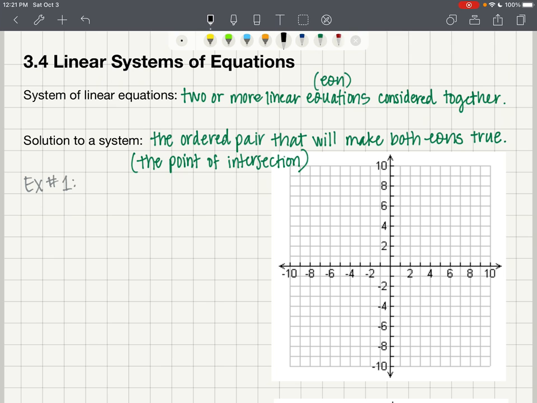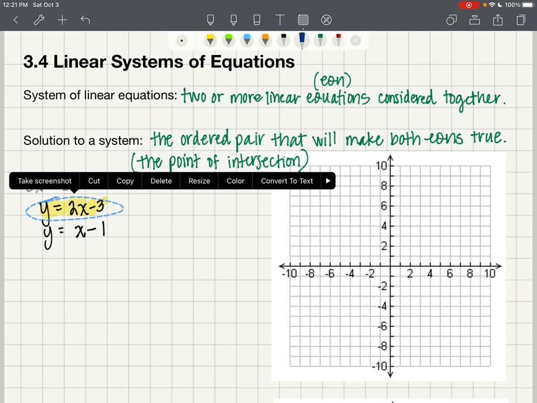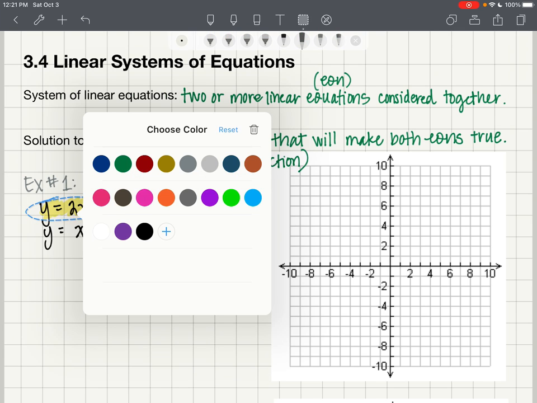Here's our first example. Our first example has y equals 2x minus 3 and y equals x minus 1. We want to solve this by graphing, and that's why we have a graph to our right. There's different ways that we can solve systems of equations, but by graphing is what we're going to be doing in this video. So I'm going to graph this first equation, y equals 2x minus 3. I'm going to change the color. Let's make it blue.